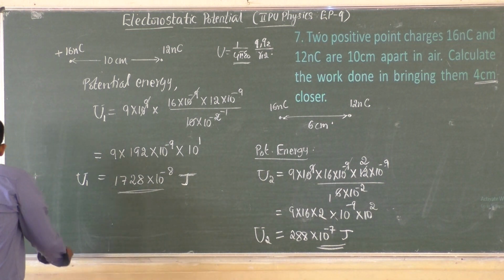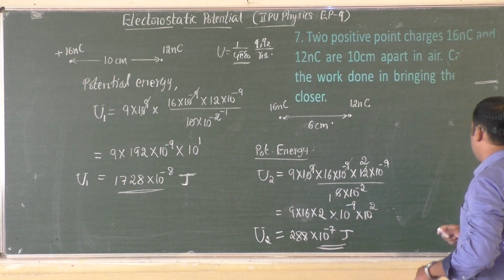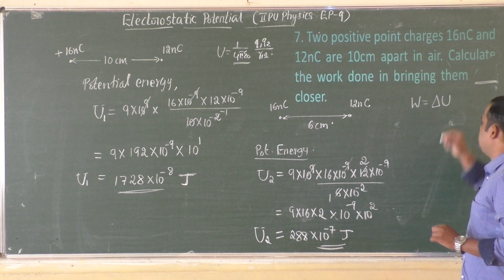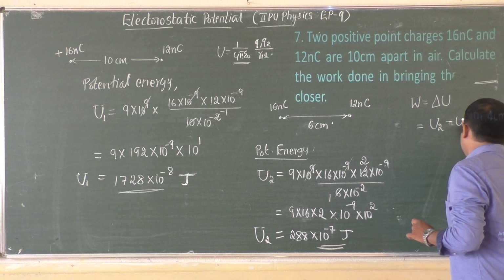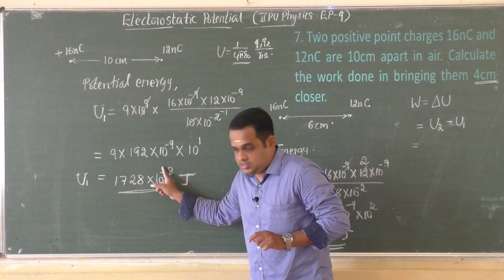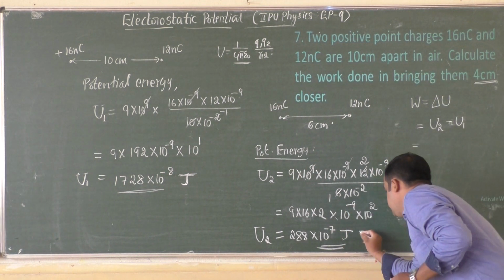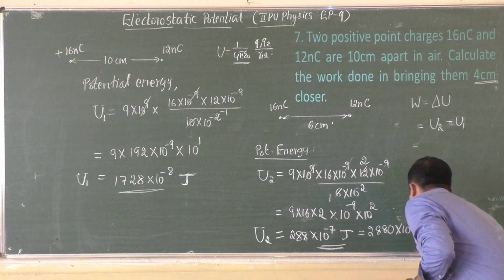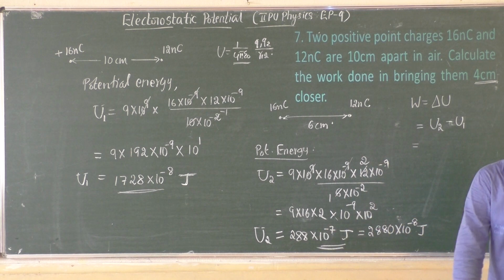Now, what is the work done? We have to calculate the amount of work done in bringing those two charges 4 centimeter closer. For that, use this concept. In case of a conservative force field, work done is equal to change in potential energy, that is final potential energy U2 minus initial potential energy U1. Substitute the values. Here it is in terms of 10 to the power minus 8, and here it is in terms of 10 to the power minus 7. To find the difference, let us change this one. It is equal to 2880 into 10 to the power minus 8 joule, since 10 to the power minus 7 becomes 10 to the power minus 8.